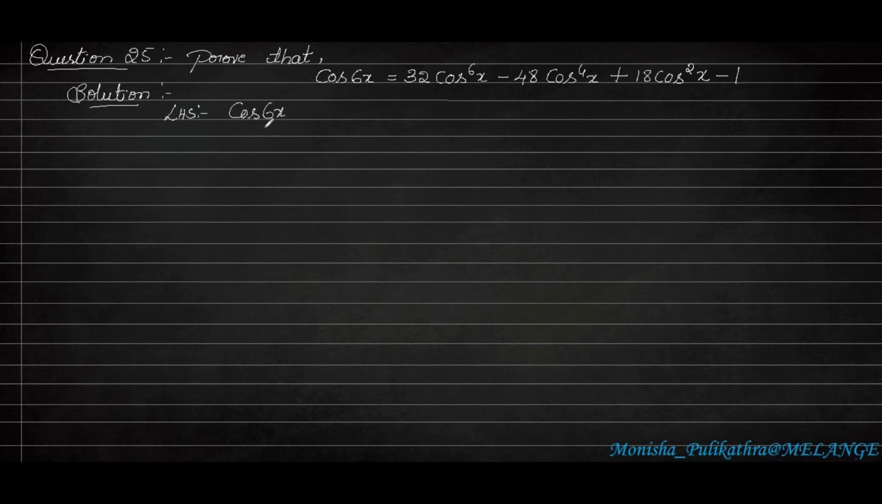Let us move on to the last question of this session. That is cos 6x, we have to prove it. It is equal to 32 cos to the power of 6x minus 48 cos to the power of 4x plus 18 cos square x minus 1. Here LHS is cos 6x.